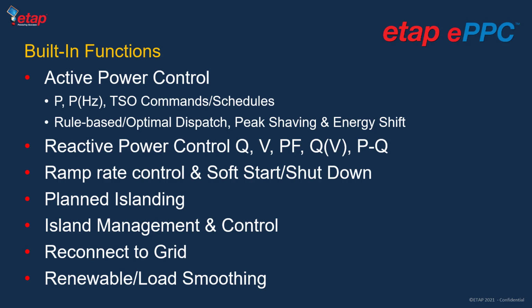Plant islanding allows a seamless islanding of the plant by preparing plant resources as well as controlling the POI, the point of interconnection, active and reactive power. Islanded management and control manages and controls plant assets in an islanded mode of operation. Reconnect to grid detects a stable grid availability, initiates synchro checking at the point of interconnection, and monitors the status of reconnection.